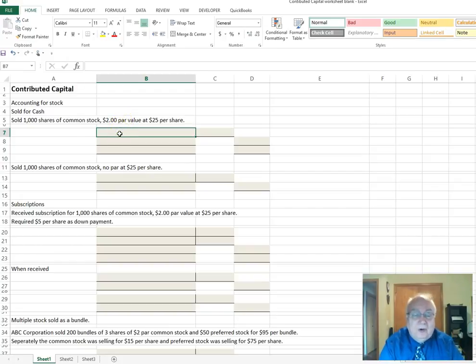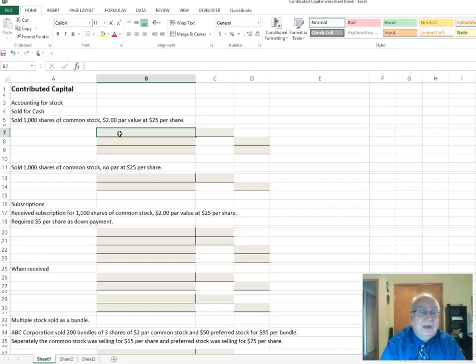But that's just the way we record the common stock. And then everything else above par value will go into additional paid-in capital. So the main thing to remember is par value has nothing to do with market value whatsoever. It's just a way of recording common stock. Okay, so first we're going to sell it for cash.